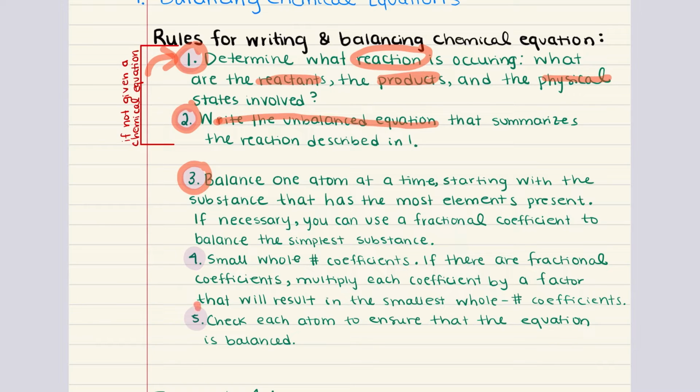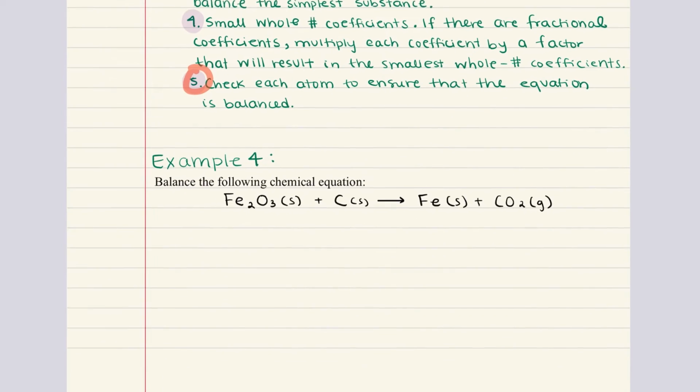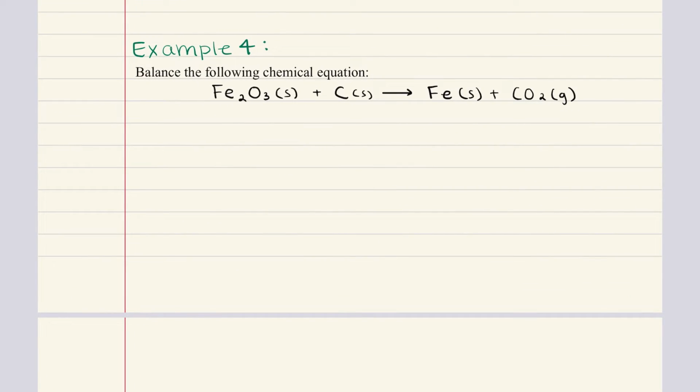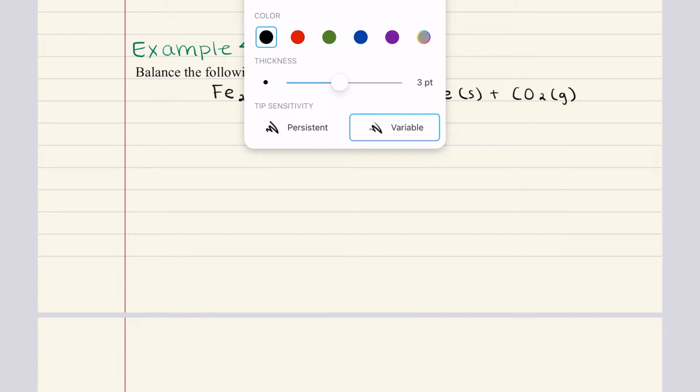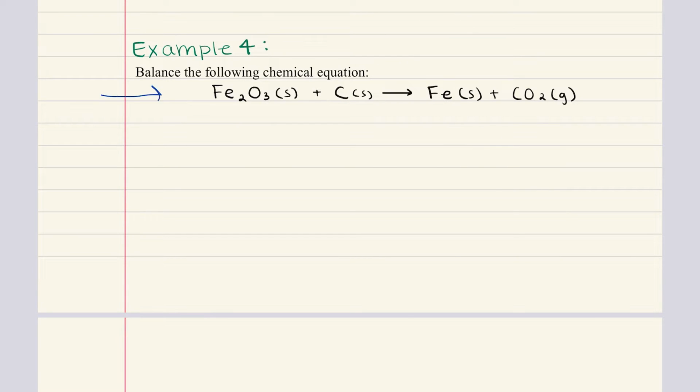And then last but not least, in step 5, you want to check each atom to ensure that the equation is balanced. All right, with that, let's go ahead and just jump into some problems. This first problem says, balance the following chemical equation. Nice, we're given the equation itself.